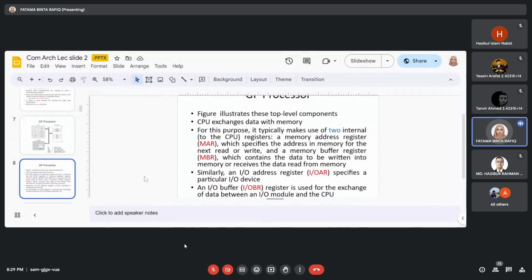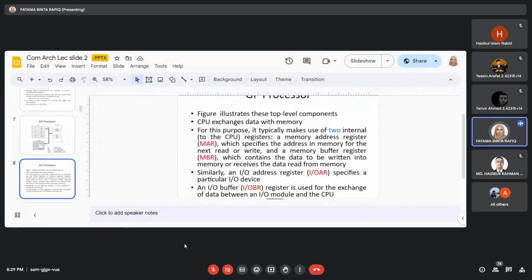For this purpose, it typically makes use of two internal registers: a memory address register, which is MAR, which specifies the address in memory for the next read or write operation, and a memory buffer register, which contains the data to be written into memory or receives the data read from the memory.